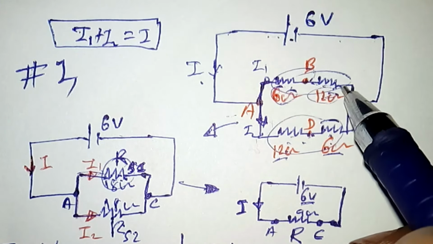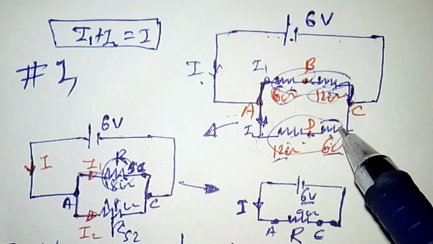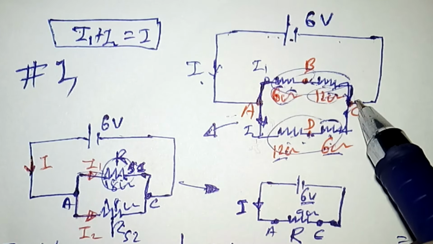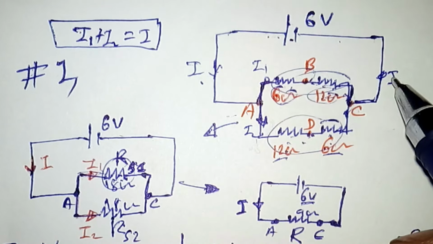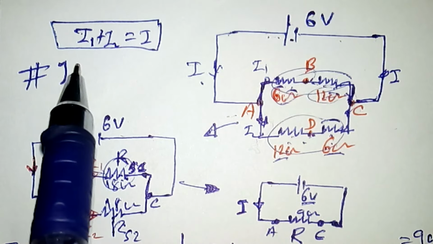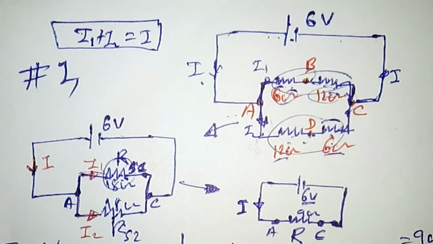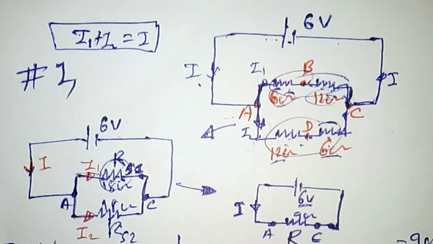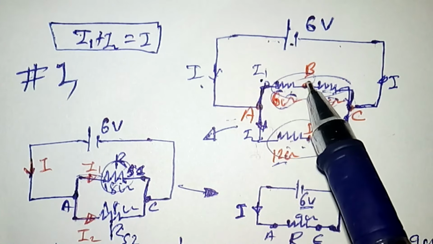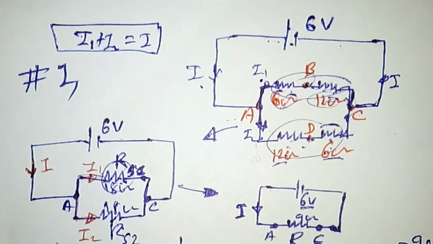When we come to point C, current 1 comes to this side and current 2 comes to point C, and they add together and give me the total current. That is why I1 plus I2 is equal to the total current through the circuit. Then I1 is the current passing through point B and I2 is the current passing through point D.